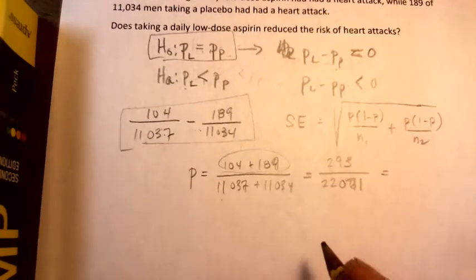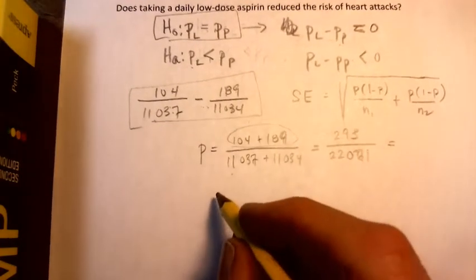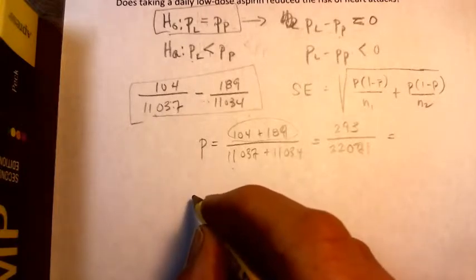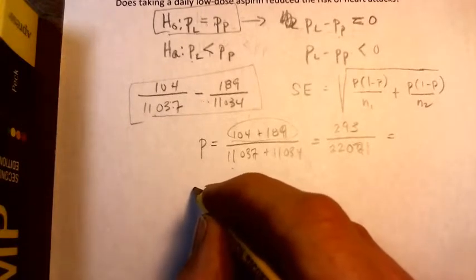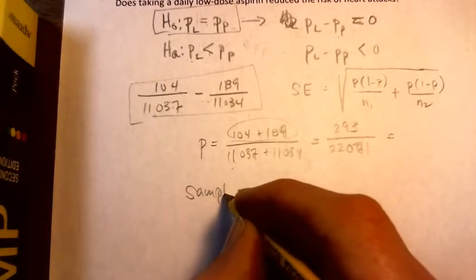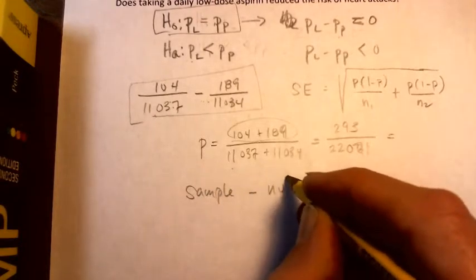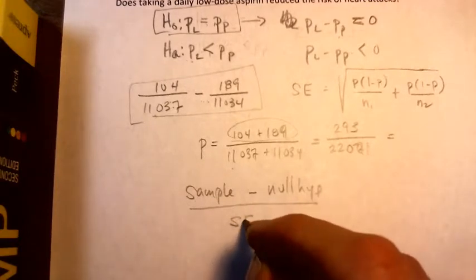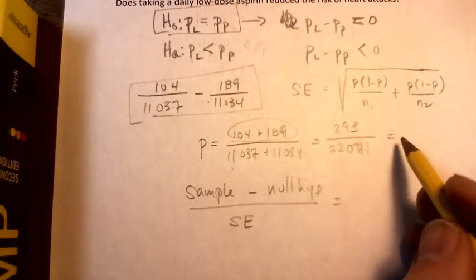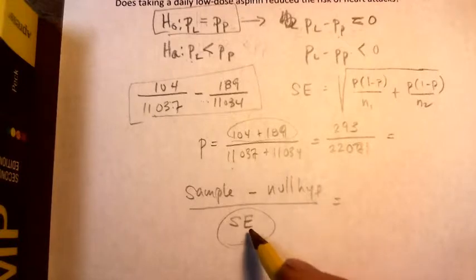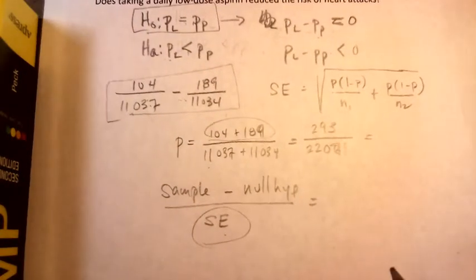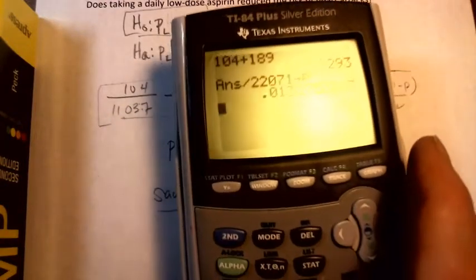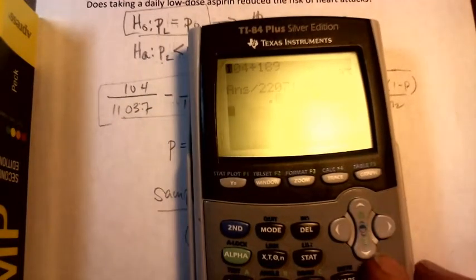Now we're going to calculate our standard error. Our z-score is going to be the sample statistic minus the null hypothesis divided by the standard error. I've already got the standard error. Oh, no, I've got p. I haven't calculated the standard error yet. So let's calculate that standard error. I'll go like this. Clear this out.